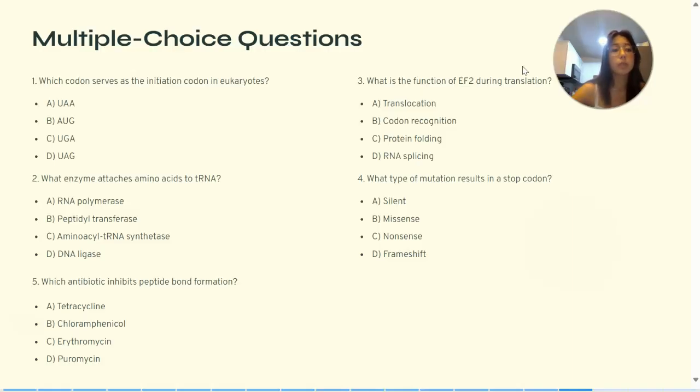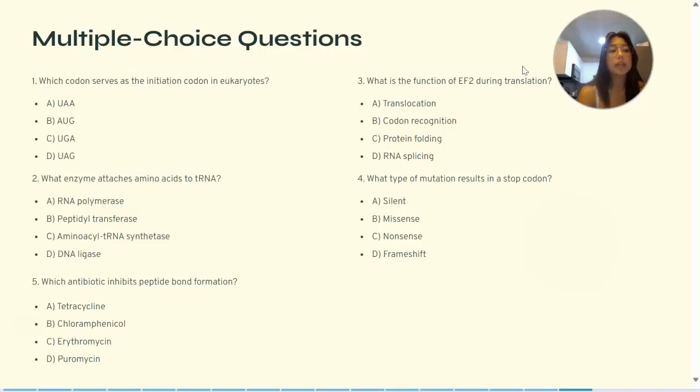The answer to question 1 is AUG, because it is the initiation codon in eukaryotes, coding for methionine, and marks the start site for translation. The answer to question 2 is C, aminoacyl tRNA synthetase, because it is the enzyme responsible for attaching the correct amino acid to its corresponding tRNA and is a critical step in ensuring the fidelity of protein synthesis.